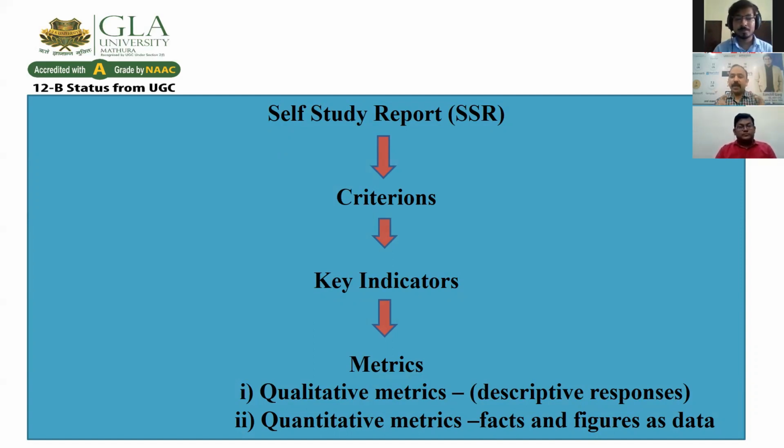Another one is the quantitative metrics, where they are expecting some figures and facts. For example, how many faculty you have, how many of them are PhD, how many have experience greater than 5 years. I'm just considering one example. They are specifically talking about quantity: how many students you have, the pass percentage of the students. This is the quantity measure. So you will find two kinds of metrics in the SSR: one is qualitative, another is quantitative.